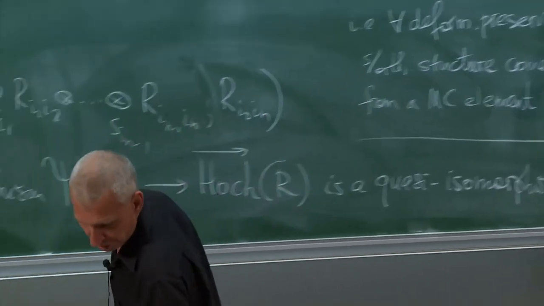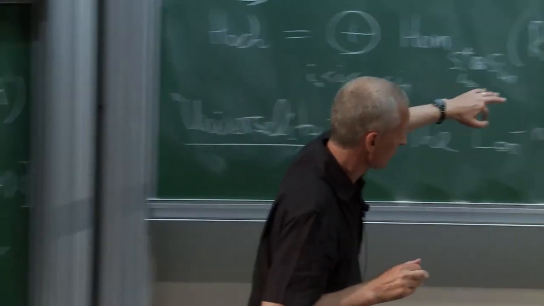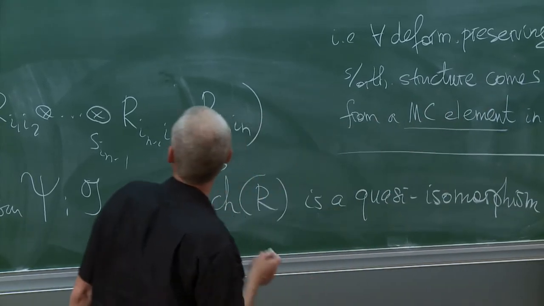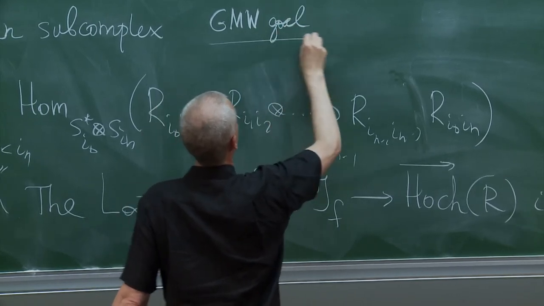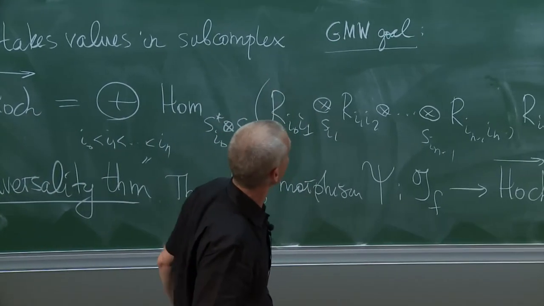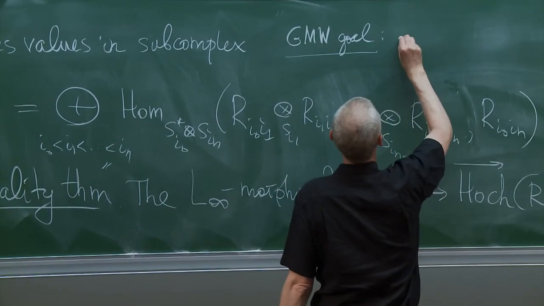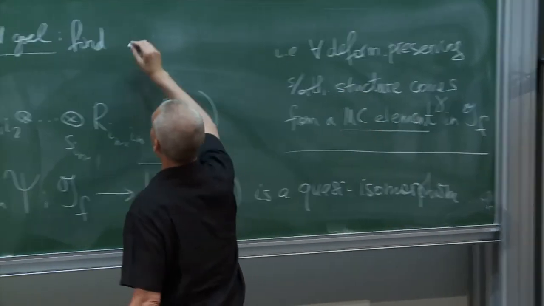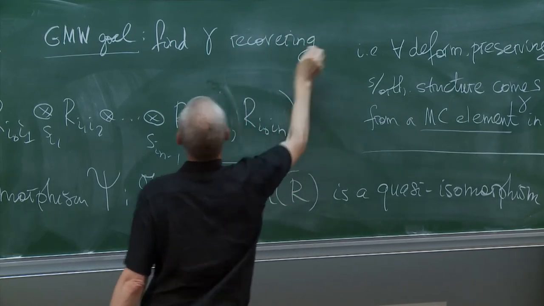And then the somehow physical motivation of Gaiotto, Moore, and Witten was to give particular examples of such elements which would recover the Fukaya-Seidel category. So let's try to get a more concrete goal. In principle there may be several approaches, and we're still thinking about other approaches to this problem: to find the Maurer-Cartan element, let's say gamma, recovering the Fukaya-Seidel category of W.